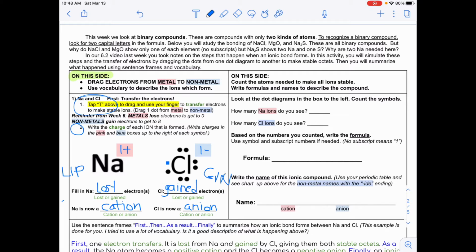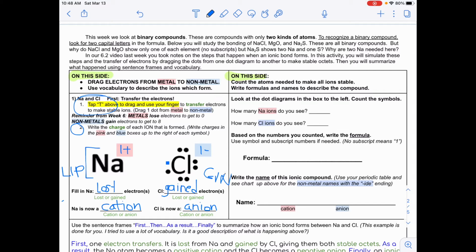That side's done. Let's go to the other side. We're going to count the atoms needed to make all the ions stable. Right now the ions are all stable, both Na and Cl. When I look, I see how many Na there are here, and I'm not asking about electrons or anything else. I'm asking about the whole ion.